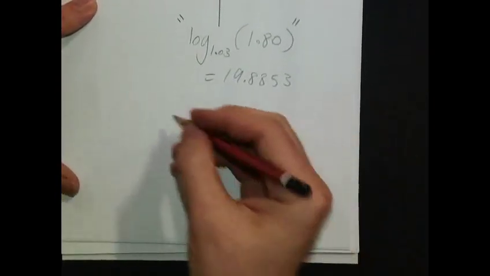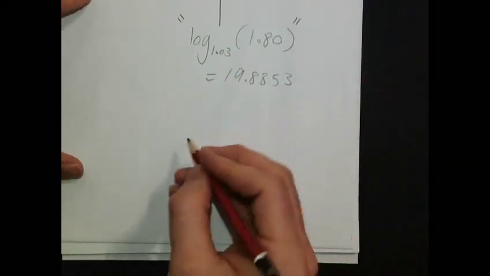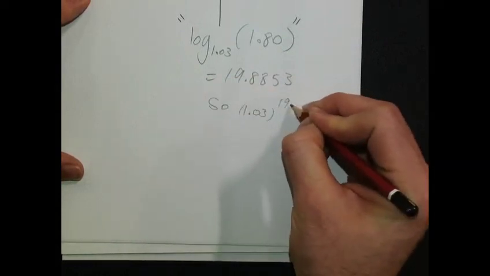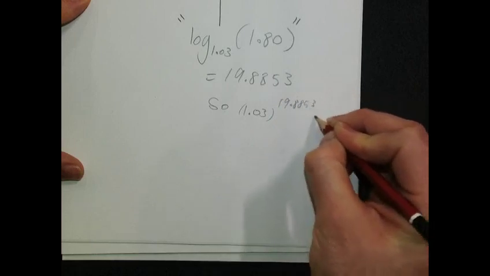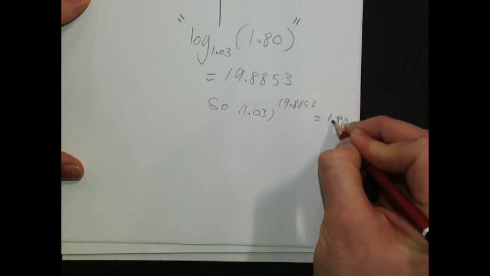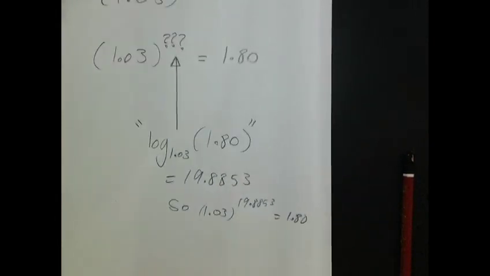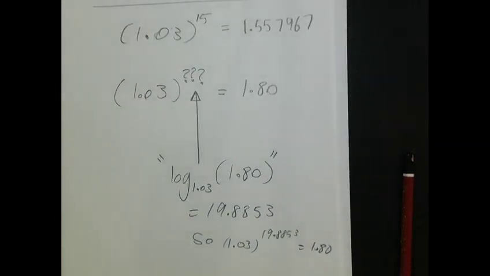So this comes out to that. So 1.03 to the 19.8853 will come out to exactly the answer 1.80. Okay, that's the whole point of logs. Now, normally when you're introduced to logs, everything's whole numbers. But really, the whole purpose of them is to deal with exactly this sort of situation. I will do some examples with whole numbers because I don't want to keep having to write horrifying decimals all the time. But that's the idea of logs.